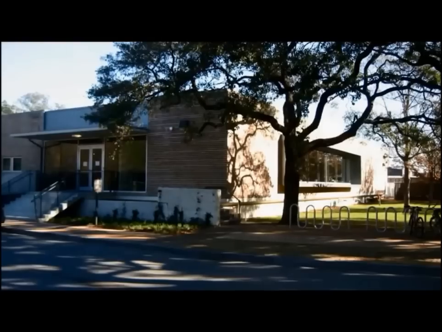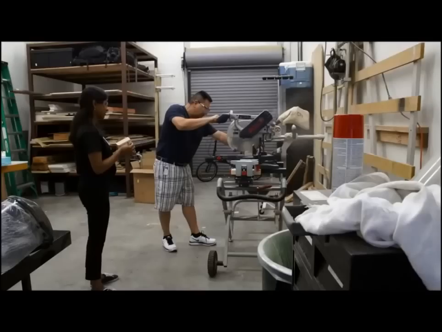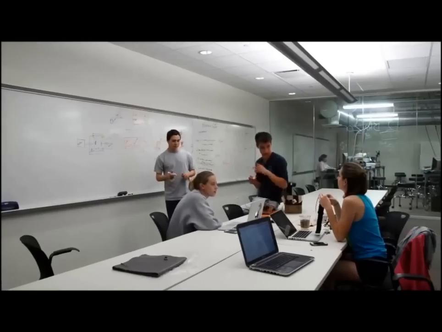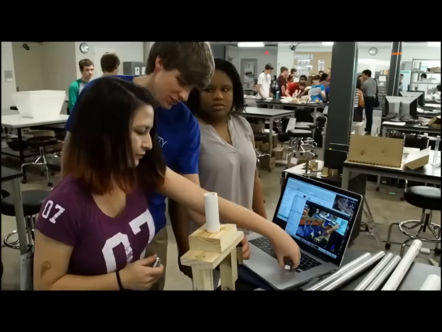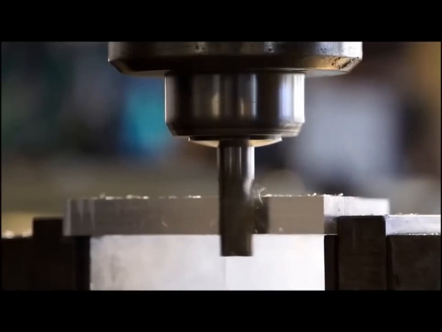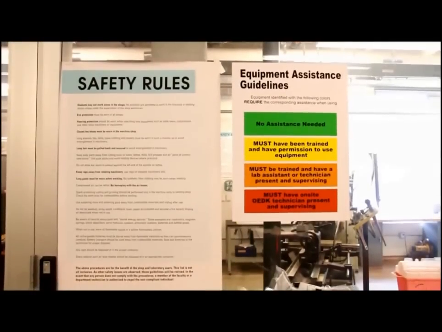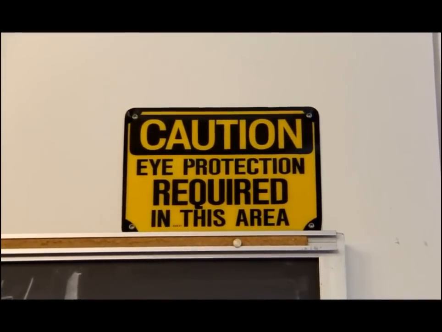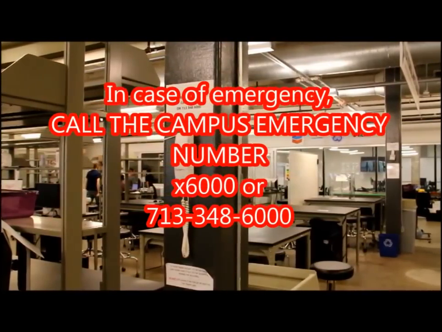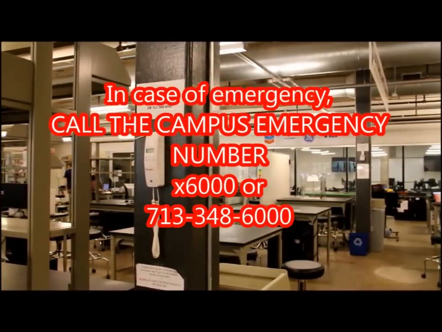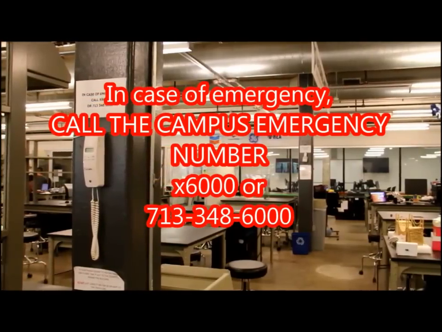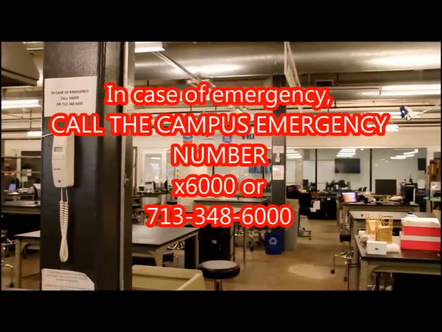The following are some general rules for using any space within the OEDK. In the event that you do not comply with the rules, your privileges to use the OEDK may be rescinded. You must follow all safety precautions which are posted or verbally noted, no exceptions. In case of emergency, call the campus emergency number at extension 6000 or 713-348-6000.